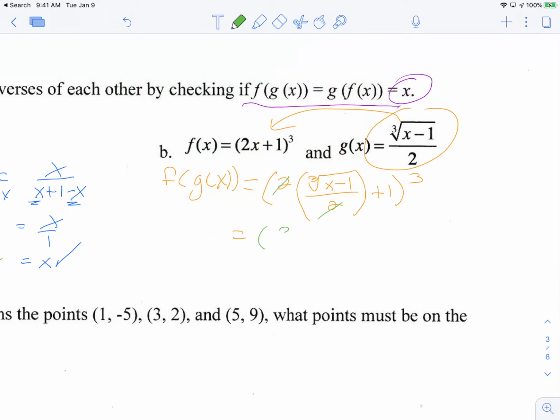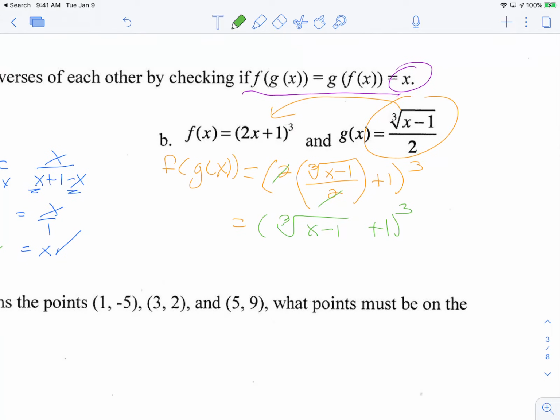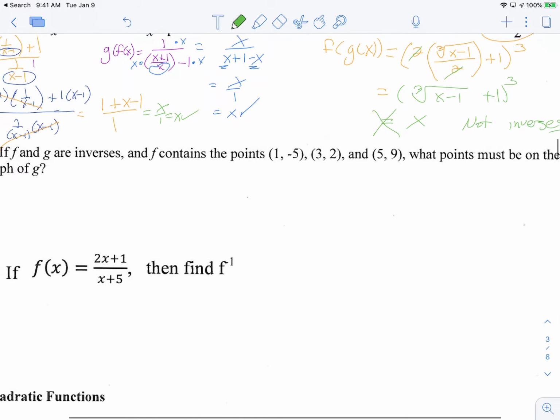And again, I think everyone will do this right away, and that's great. It's a great plan. But the cube root of x minus 1 plus 1 cubed is not what you think. You can't just distribute that and think that you're going to be fine. It doesn't work that way. What this is, is cube root of x minus 1 plus 1 times the cube root of x minus 1 plus 1 times the cube root of x minus 1 plus 1, which is not going to give you x. So right away we see that this is not going to equal x, so we know right away they are not inverses.